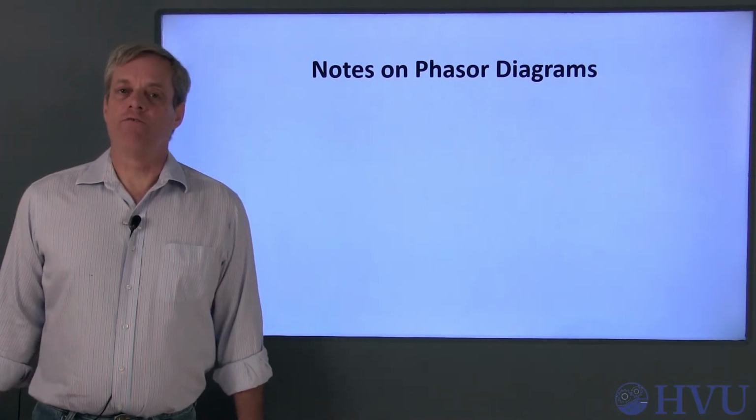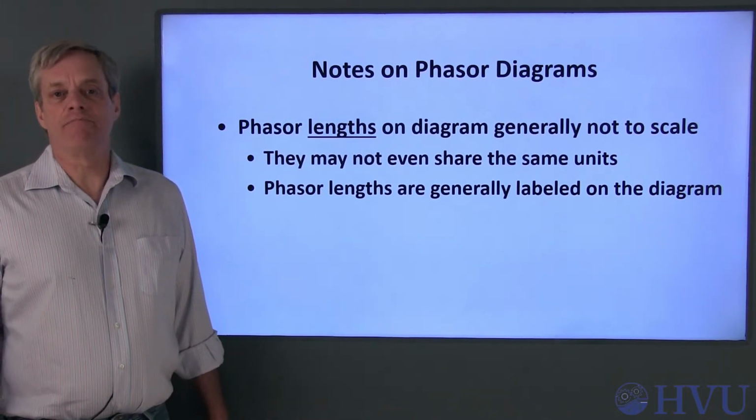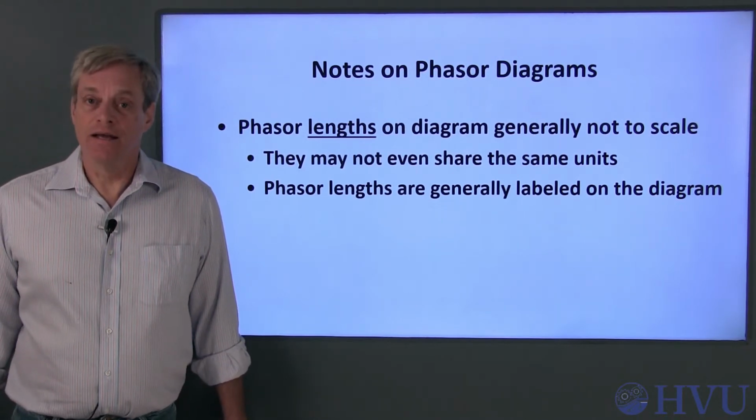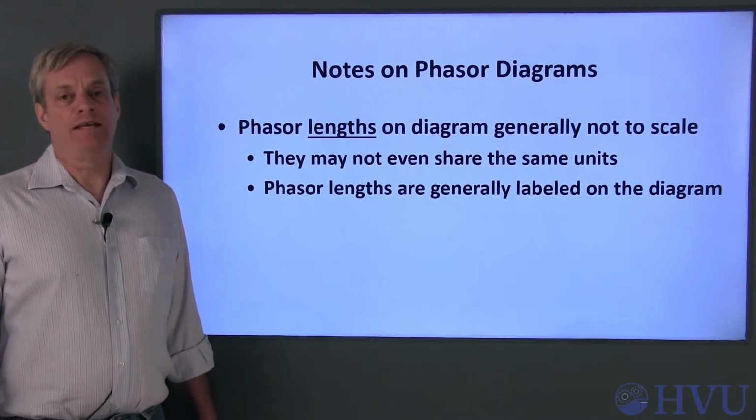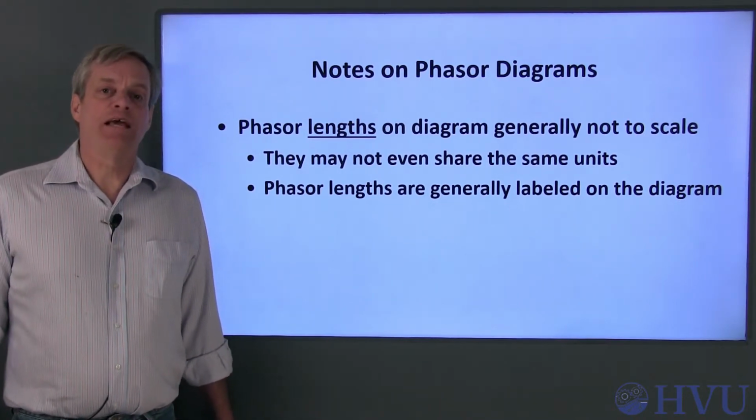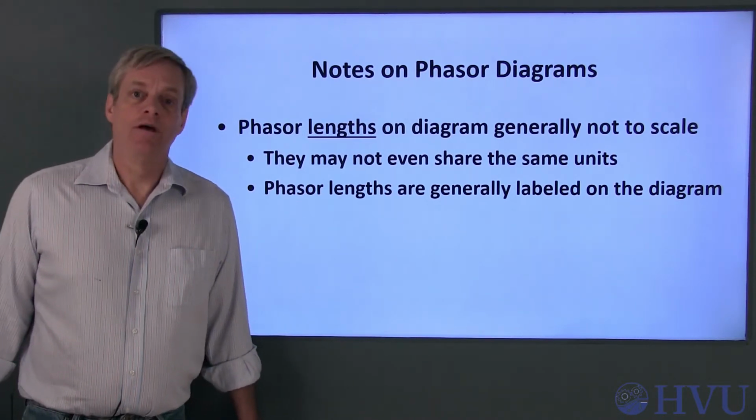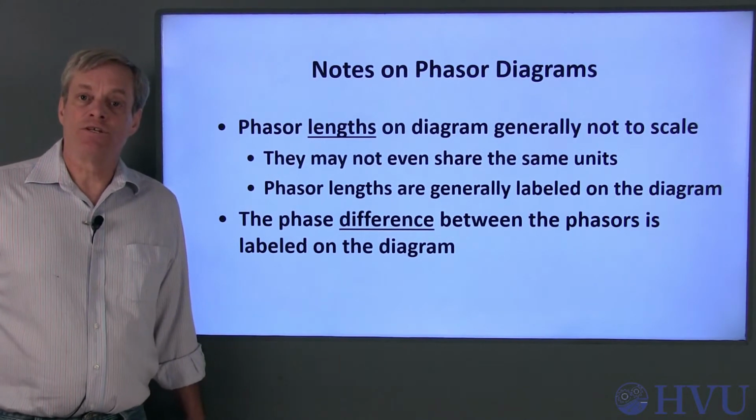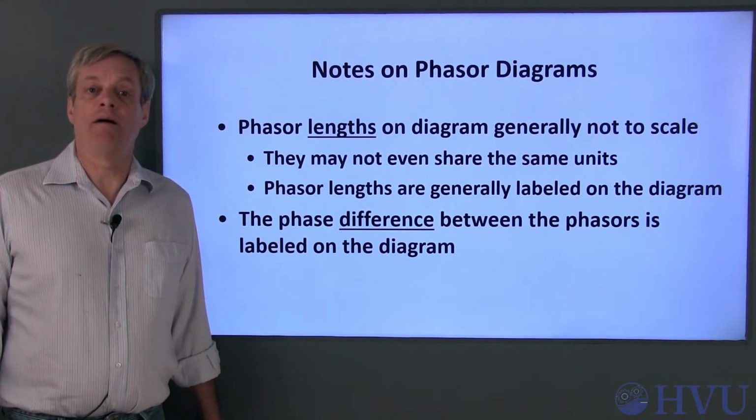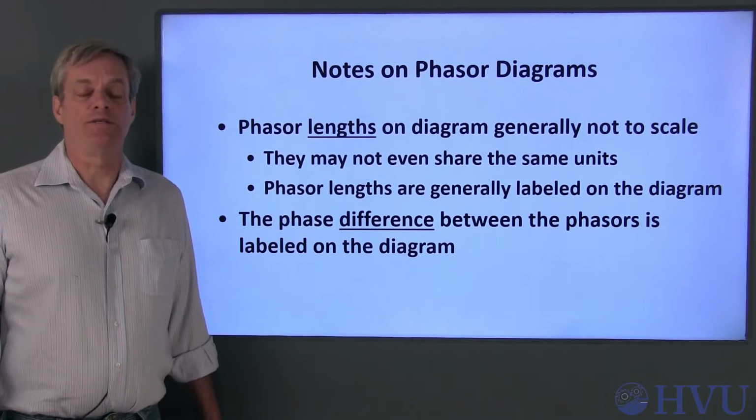Here are a few notes on how phasor diagrams are typically represented. The lengths of the phasors indicate the magnitude of the sinusoids. These lengths, however, are generally not drawn to scale. In fact, since our phasors can represent either voltages or currents, they may not even share the same units. In lieu of being able to scale the lengths, the magnitudes of the signals are labeled directly on the diagram. The phase difference between the phasors is also labeled on the diagram, since, as with the magnitudes, the angles will generally not be drawn to scale. This corresponds to indicating the time difference between the sinusoids.